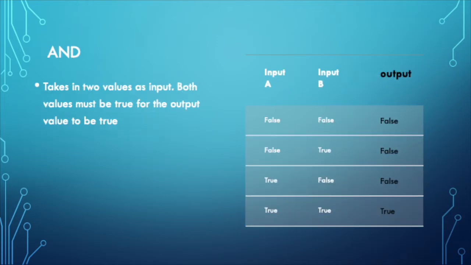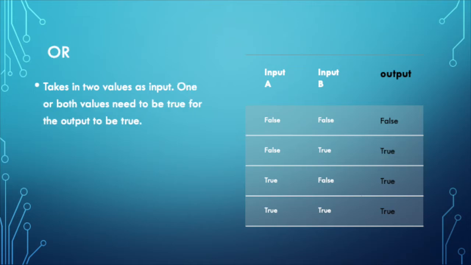Next we've got the AND logic gate, which takes in two values this time as input, and both values must be true for the output value to be true. So as you can see, if input A is false and input B is false, the output is false. And it is false for all the other combinations except for when input A is true and input B is true.